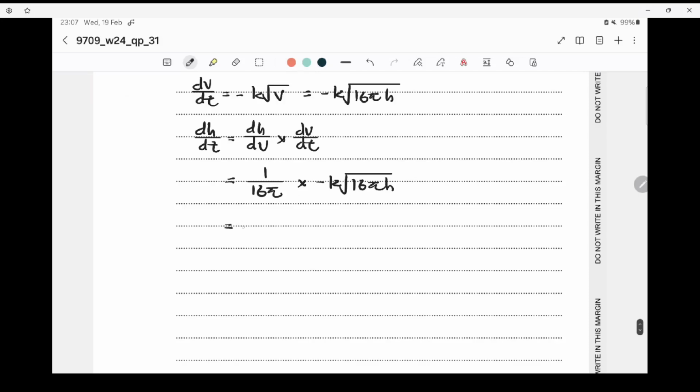dV over dt will be minus k times the square root of 16 pi h. So you have a minus sign. The square root of 16 will be 4. So you would have k times square root pi over 4 pi, if not mistaken. Yep. And then you have square root h.